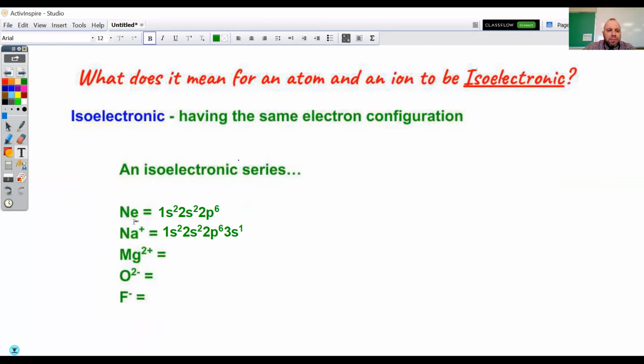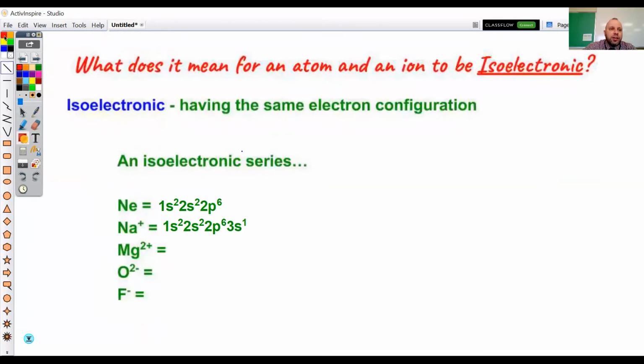However, we don't have a regular sodium. We have a sodium ion. That plus charge means that it has lost its outermost electron. So in order to show that, we're going to draw a line through this outermost electron to show that it became an ion. Notice that when it loses that electron, it now looks exactly like neon.